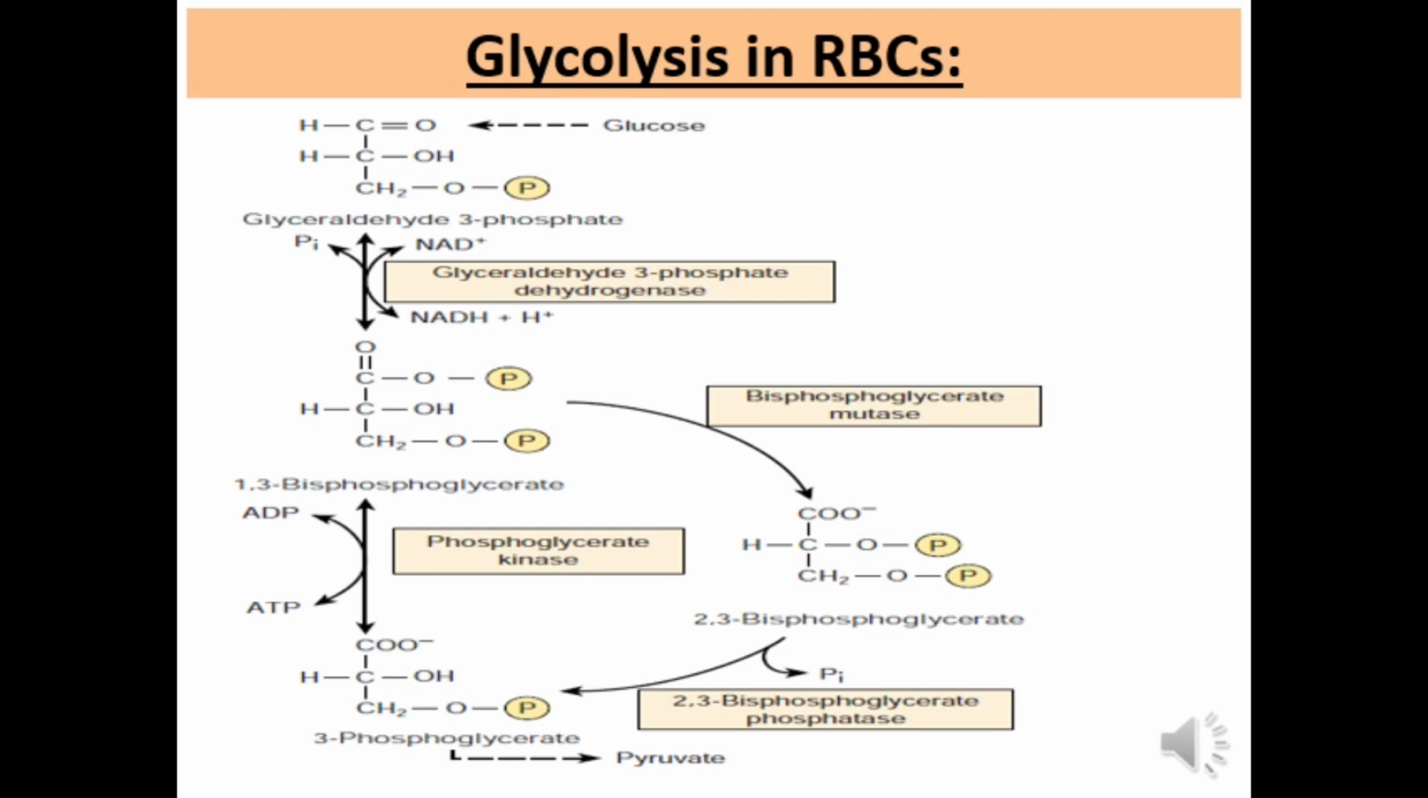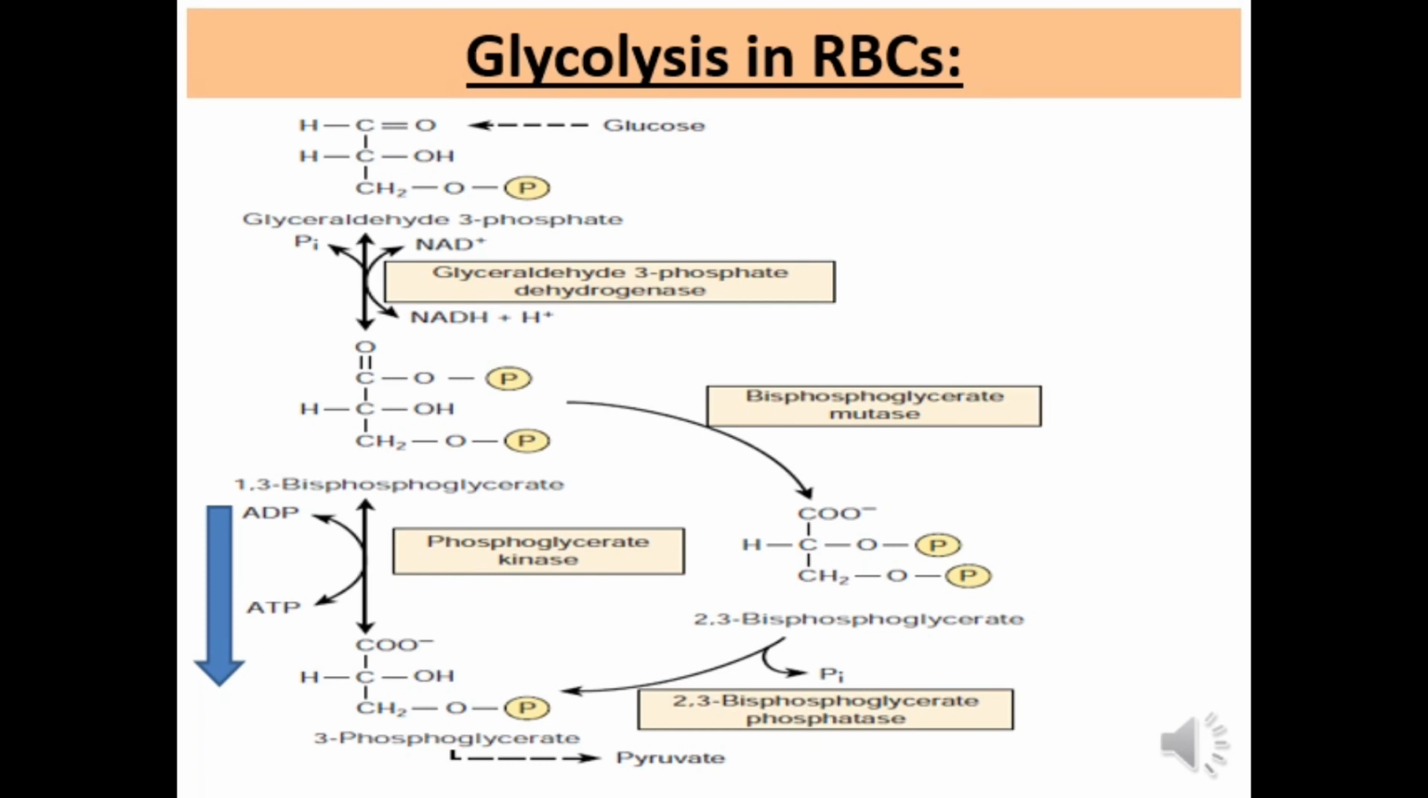This figure shows the normal steps of glycolysis. The first site in glycolysis for production of ATP is the reaction of conversion of 1,3-bisphosphoglycerate into 3-phosphoglycerate by the enzyme known as phosphoglycerate kinase. This step in RBCs may be bypassed.